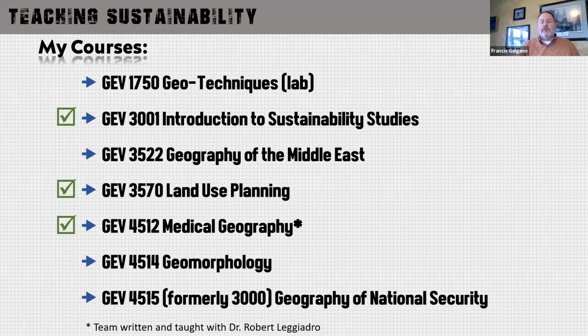So the ones with the check marks are the ones that I would say are sustainability courses. Obviously, Introduction to Sustainability Studies, it's difficult to teach that because it's what do we cut out? It's very easy. It's overflowing with material. Land use planning is a good course to teach from a sustainability perspective because sustainability is the integrating thread throughout the entire course as we look at sustainable land use, sustainable use of watersheds, et cetera, et cetera.